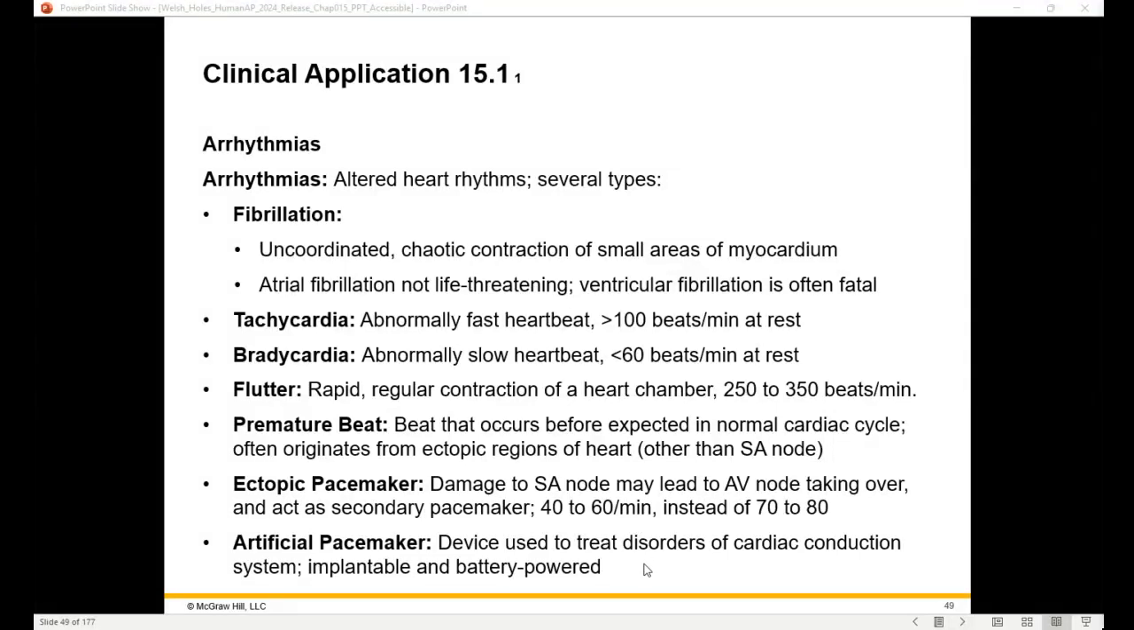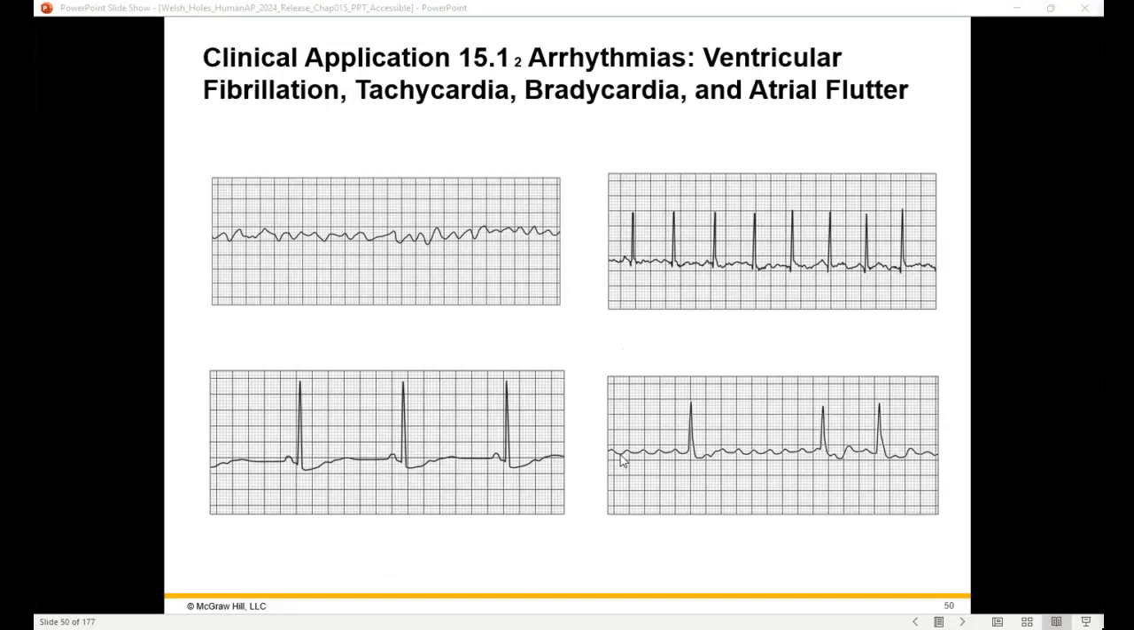Artificial pacemakers are devices used to treat disorders of the cardiac conduction system. They are implantable and battery powered. Okay, and this picture shows you various arrhythmias like ventricular fibrillation, tachycardia, bradycardia, and atrial flutter. And this is the end of the heart presentation.